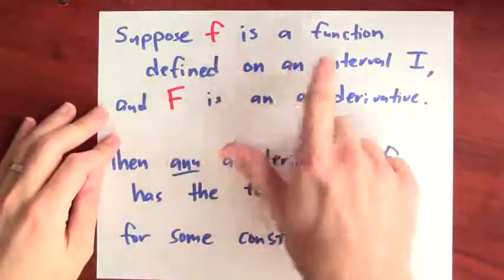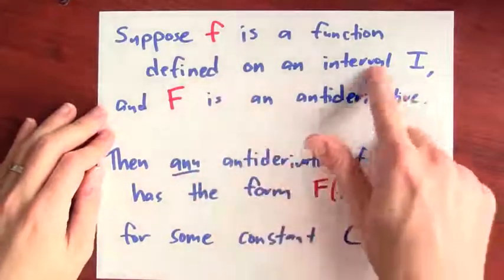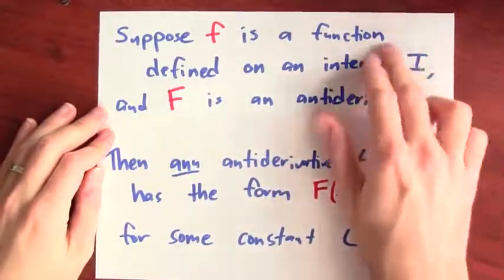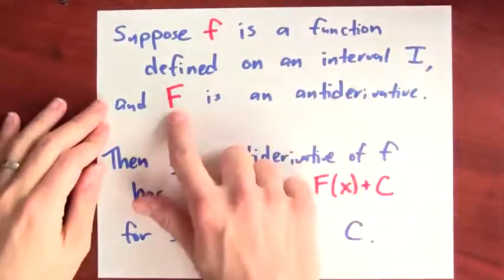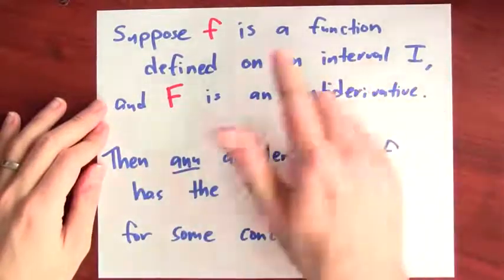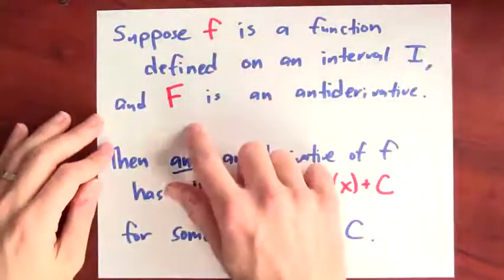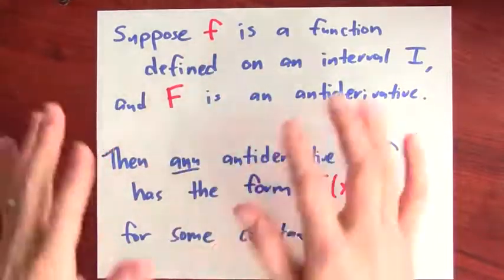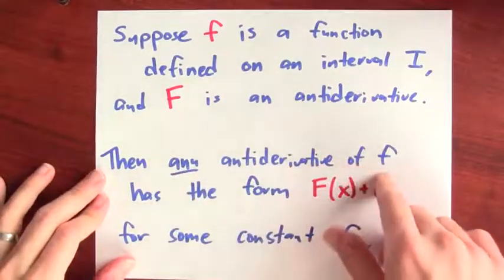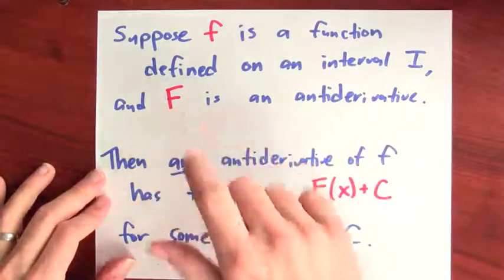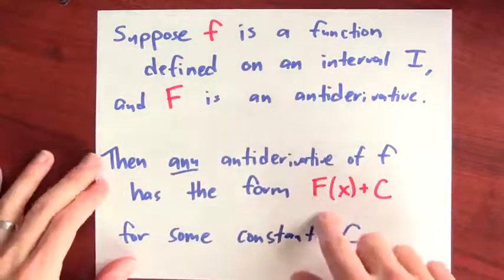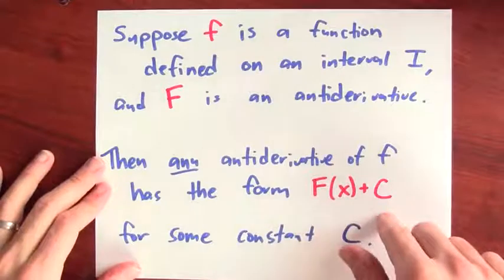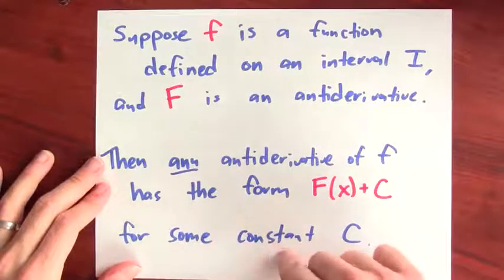Suppose that little f is a function that's defined on an interval I. That's really crucial that it's defined on an interval. And suppose that big F is an antiderivative of little f. In other words, if I differentiate big F, I get little f. Well, then any antiderivative of little f, not just this one, any antiderivative has the form big F of x plus c for some constant c.